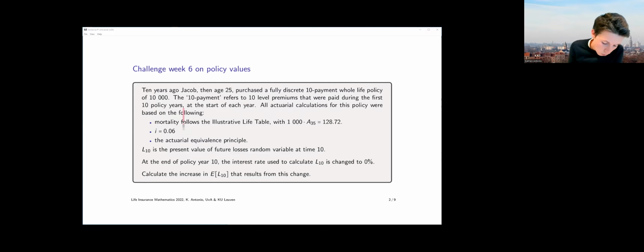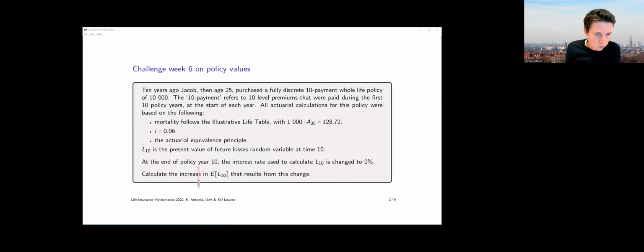Now, at the start of each year, all actuarial calculations on the contracts were done according to the following assumptions. So one refers to the ILT, the interest rate is given, premium was calculated with actuarial equivalence, etc. Now let's denote L10 as the present value of the future losses as a random variable at time 10. So you put yourself at time 10, you look into the future and you calculate at time 10 the present value of the future losses, and you express that as a random variable.